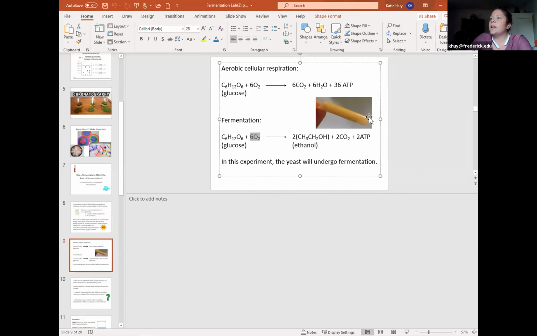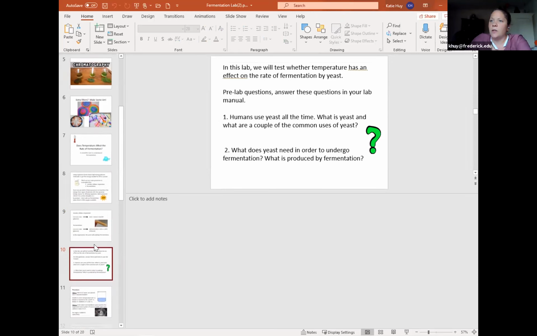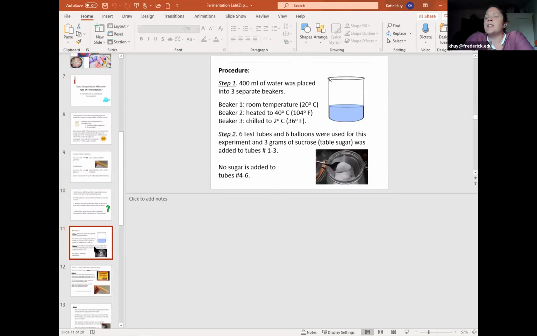Okay, so this is what our test tubes are going to look like after we add in. So I want to think about those questions. That's what our test tube is going to look like when we have our yeast and our water mixed together. So step 1, we have 3 different beakers, 3 different glasses with 3 different temperatures. So we have 20 degrees, which is room temperature. We have 40 degrees, which is going to be that heated, like bathtub temperature. And then we have chilled, which is right above freezing at 2 degrees.